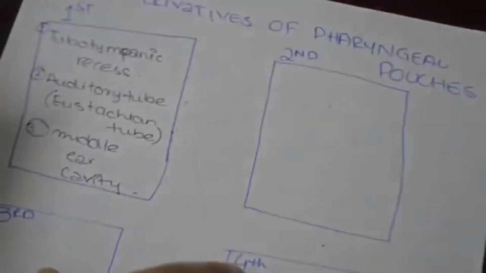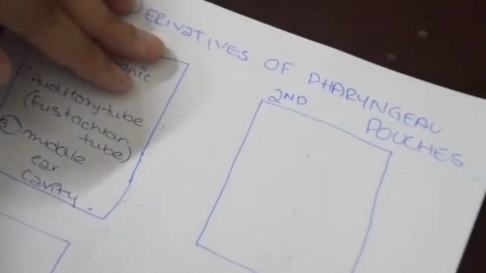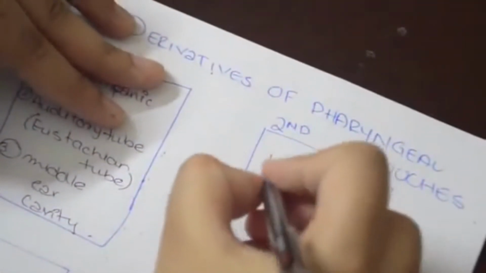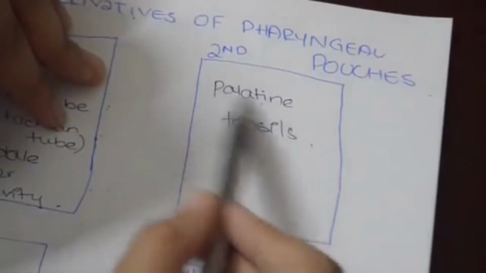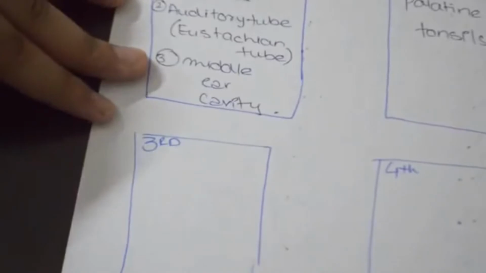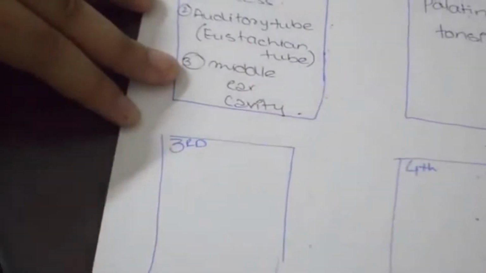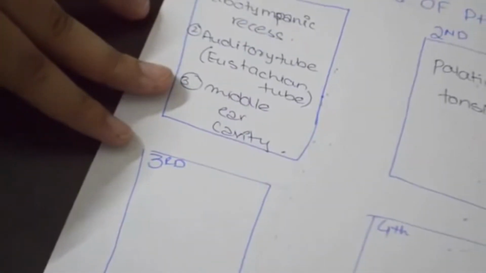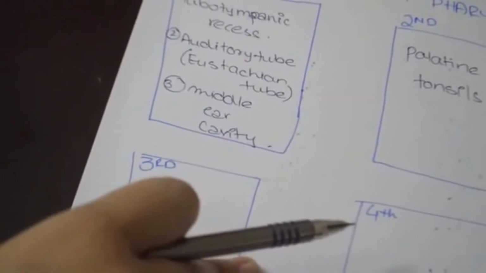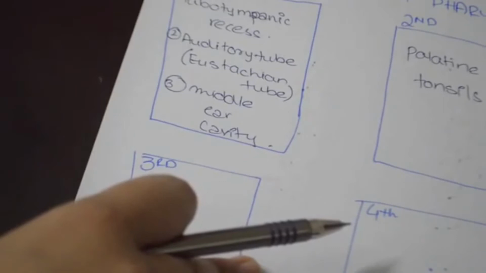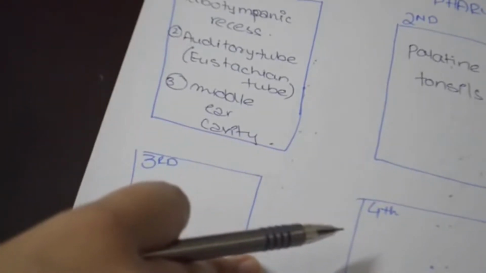Now coming to the second pharyngeal pouch. By the second pharyngeal pouch, the palatine tonsils are formed. Then what is formed by the third pharyngeal pouch? The derivative of the third pharyngeal pouch is the inferior parathyroid gland. We know that there are 4 parathyroid glands in the human body: 2 superior parathyroid glands and 2 inferior parathyroid glands.